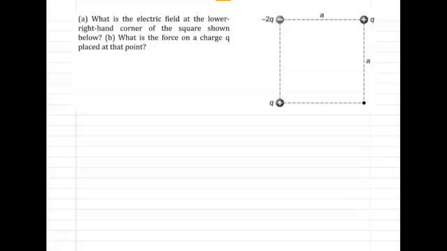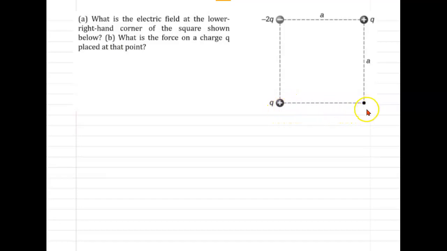Let's try to do this problem. First, we'll read the problem carefully. It says, what is the electric field at the lower right-hand corner of the square shown below? So here's the place they're talking about, the lower right-hand corner. And we want to find the electric field at this point, which is created by these three charges. There's a plus Q here, minus 2Q on this corner, and a plus Q on this corner.